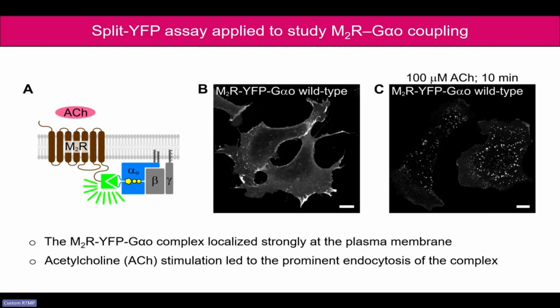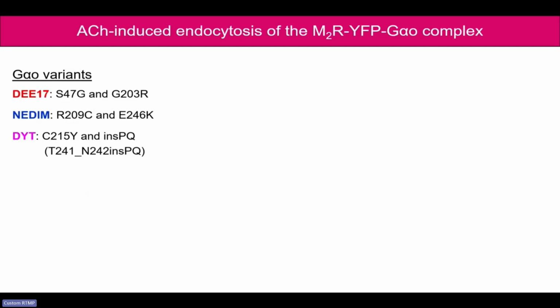So the next step was to see, well, what happened with this split YFP when we analyzed the mutants. Now, we decided to take some of the most recurrent mutations in the patients, and we took two of what are basically the categories we have running at the moment. So we have two mutants associated with the epileptic phenotype. We took two mutants that are associated with the movement disorder phenotype, another two mutants that are associated with this dystonia phenotype.